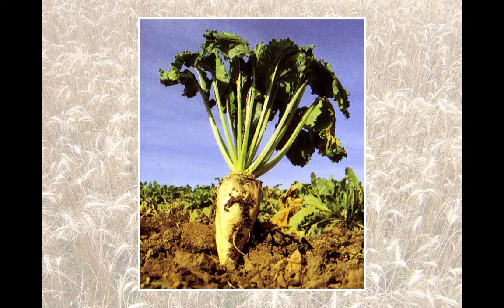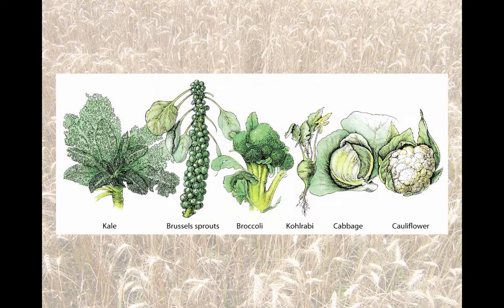Some plants are really interesting. We've selected them for numerous things. So for example, Swiss chard, red beets, and sugar beet, which you see here, is all one species. And so we've selected for different things. So for sugar beet, of course, we've selected for high sugar content. And then this is a whole bunch of one of our favorite vegetables: kale, Brussels sprouts, broccoli, kohlrabi, cabbage, and cauliflower. They're actually all one species of plant. Kind of amazing, eh? But we've selected for different things.